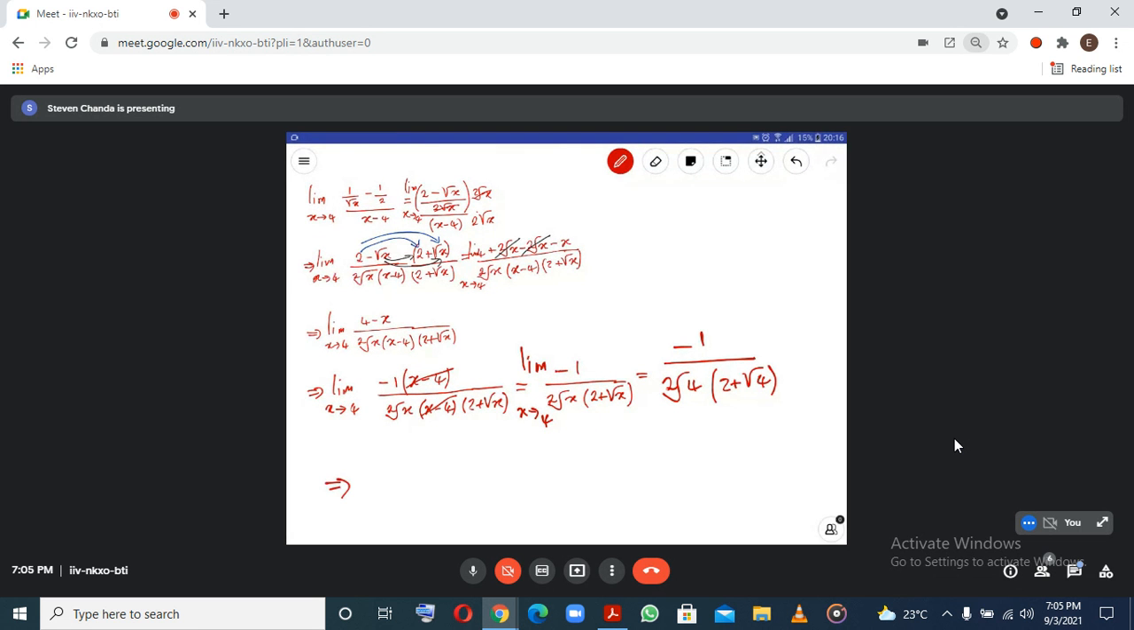So we are going to have -1 over 2 times 2, the square root of 4, then 2 plus 2 because of the square root of 4 again, right? So we have -1 over 4 by 4, which is negative 1 over 16. That's basically how you go about that.